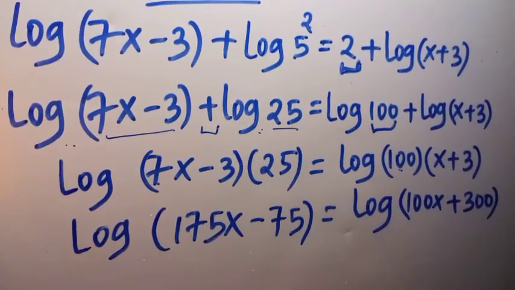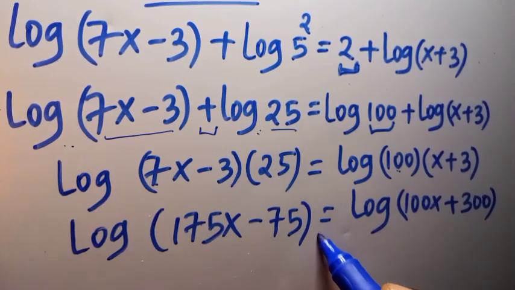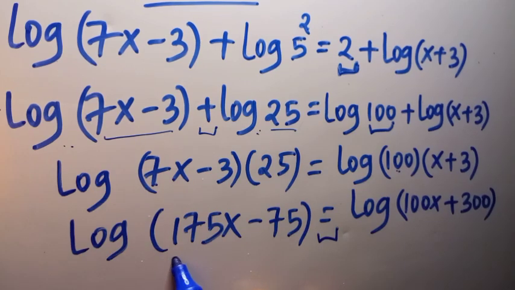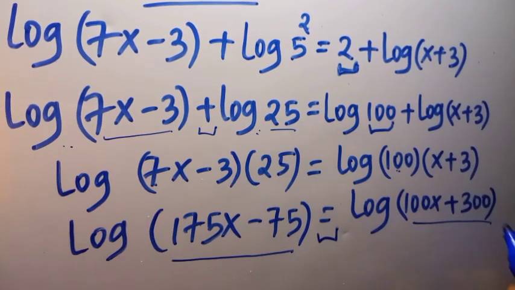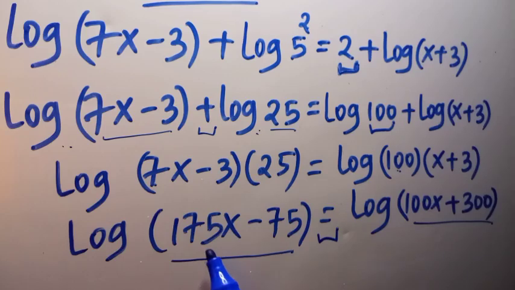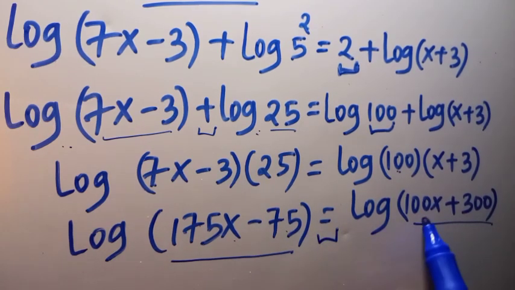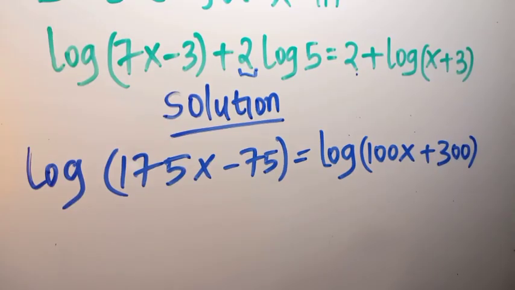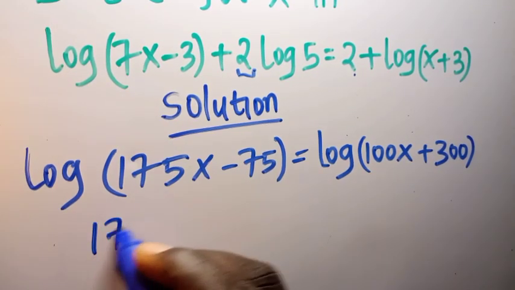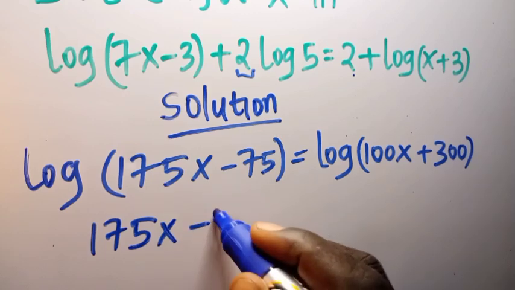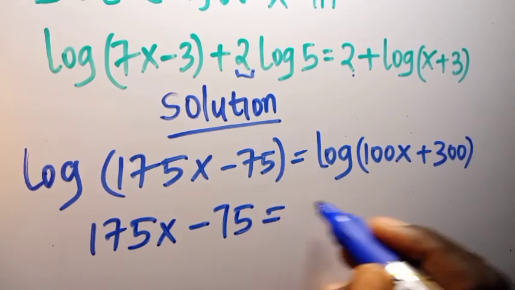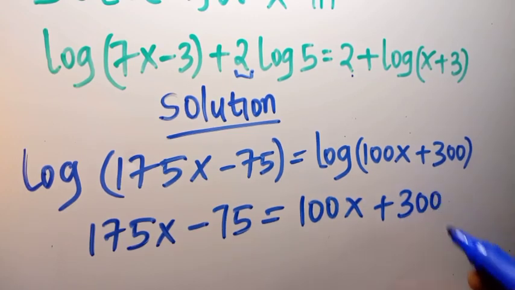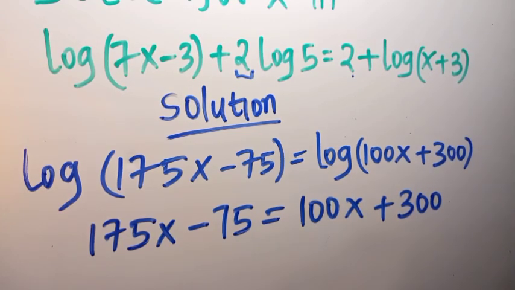Now, since these are logarithms of the same base and there is an equal sign in between them, then we can equate directly this one and this one. We can equate directly, that is 175x minus 75 equals to 100x plus 300. Now from here, we need to collect the like terms.